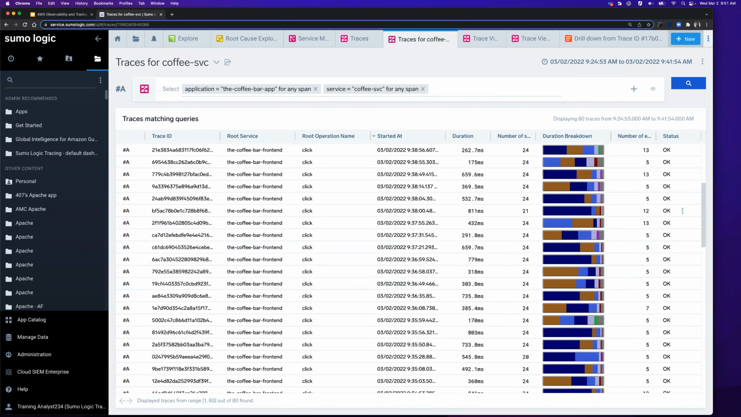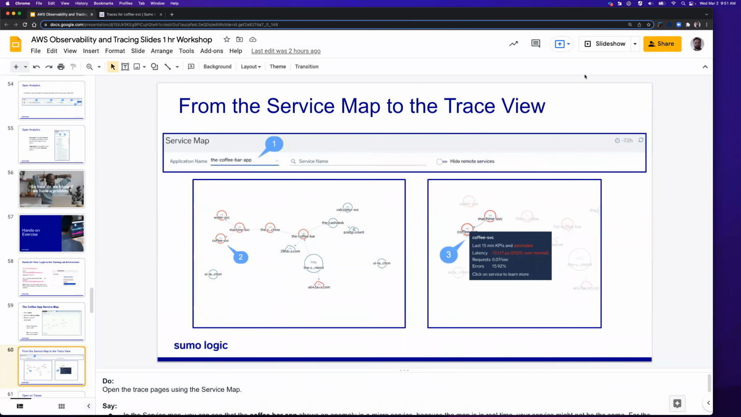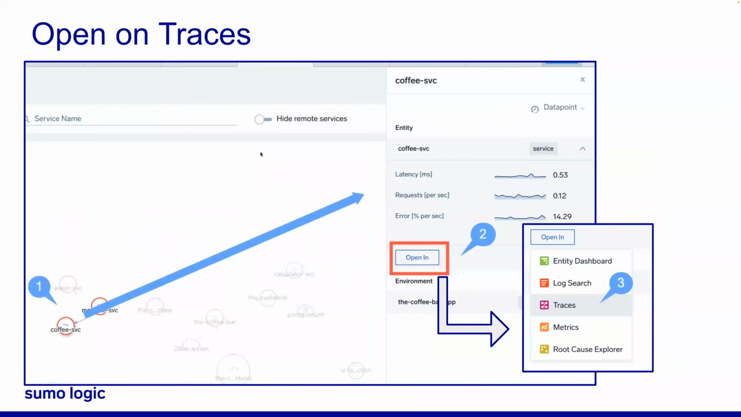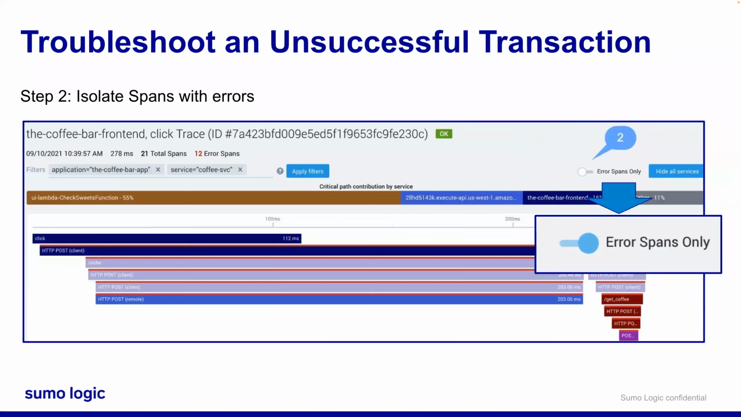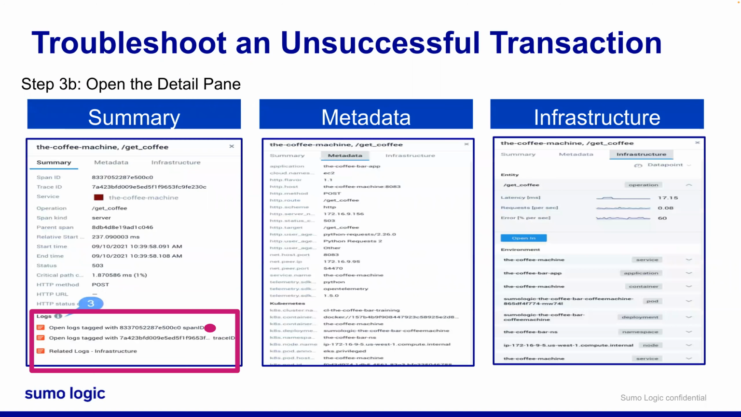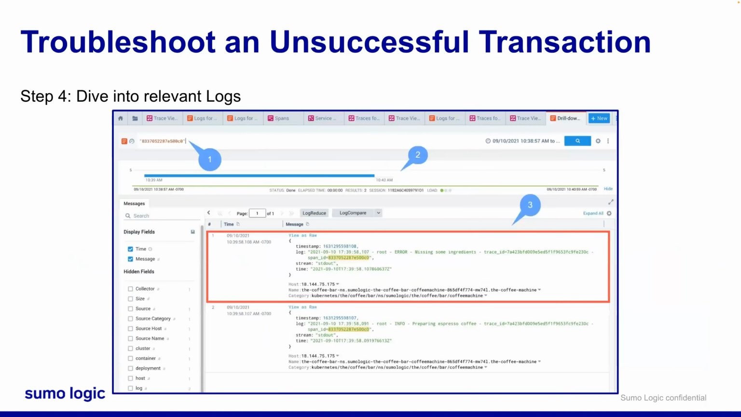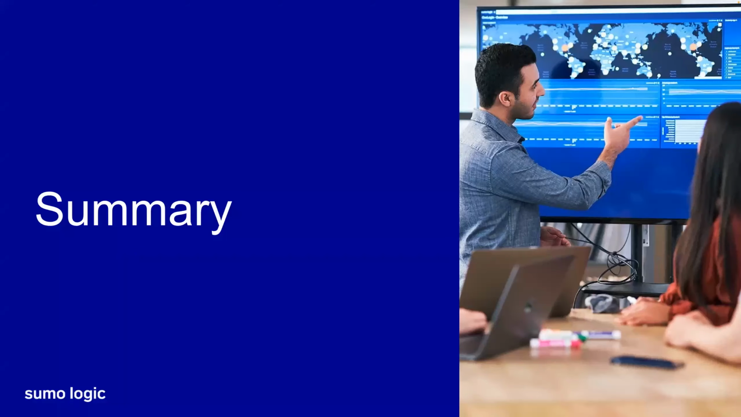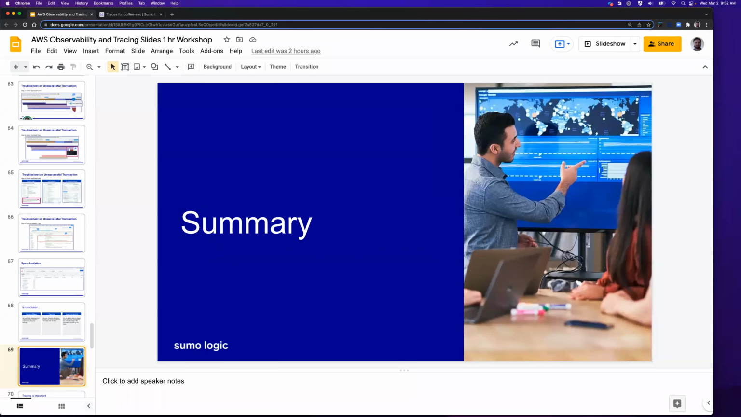All right, let's see. I think we're just about done here. Let's hit back to the slides, and I think we're in the home stretch. So we did this service map to the trace view. Then we opened traces. We did all these steps already. We looked at that lowest level. We looked at that summary. And then we looked at the logs. Oh, span analytics, we didn't really look at. Let's see, do we have a good example for span analytics?